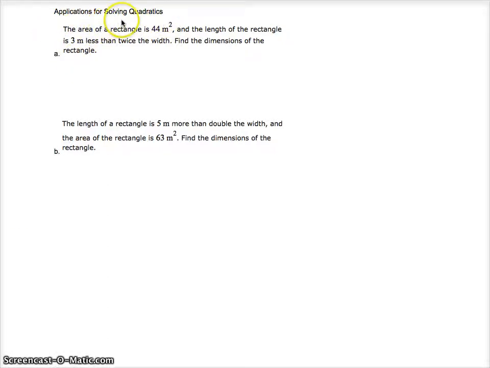So here we're going to look to set up a quadratic equation and then solve it. Letter A says the area of a rectangle is 44 meters squared and the length of the rectangle is 3 less than twice the width. Find the dimensions of the rectangle. So we know the area, we're going to use the fact that area equals length times width.